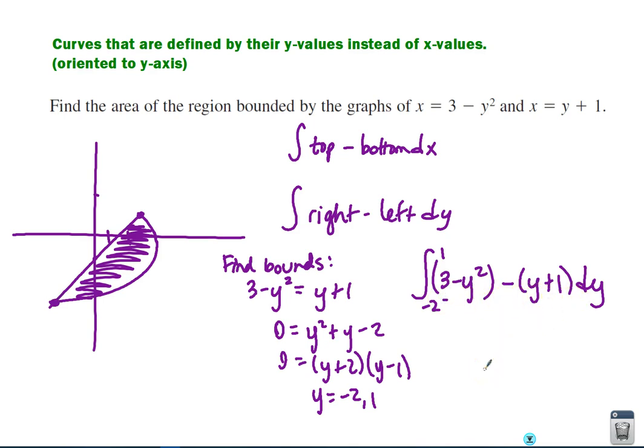And from here, it's very simple, just basic integration using the first fundamental theorem. Again, I'm going to skip over that because we know how to find the integral from here. The answer should be 9/2, but I have that worked out and we'll post that on Canvas for you guys as well. Okay? That is the area between two different curves.